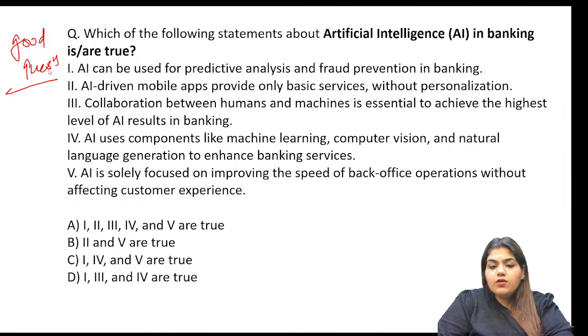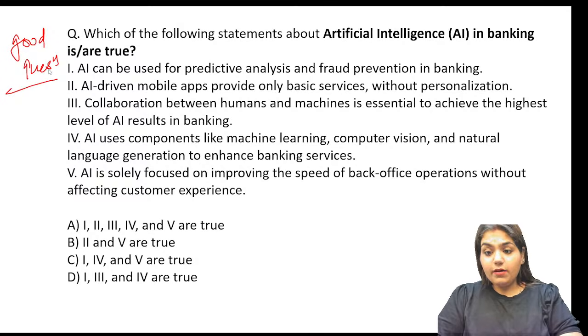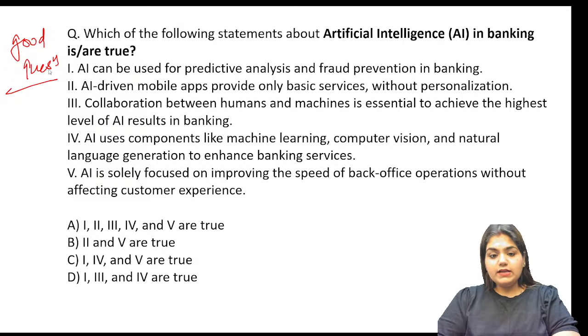Statement number 4. AI uses components like machine learning, computer vision, and natural language generation. Yes, it does. Statement number 5. AI is solely based on improving the speed of back office operations without affecting customer experience. This is incorrect. We want the customer to be happy. Statement number 5 is incorrect. That will give us D as the correct answer.